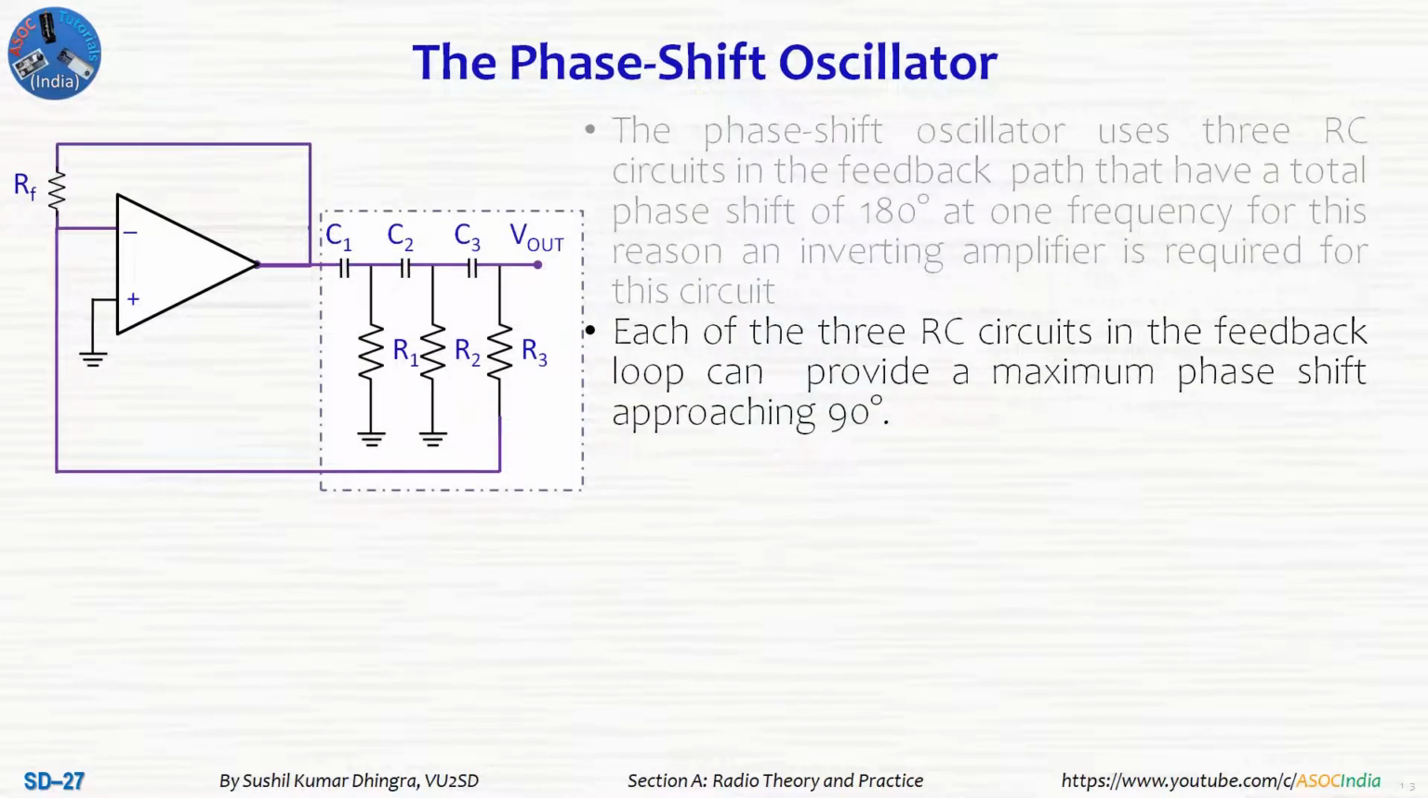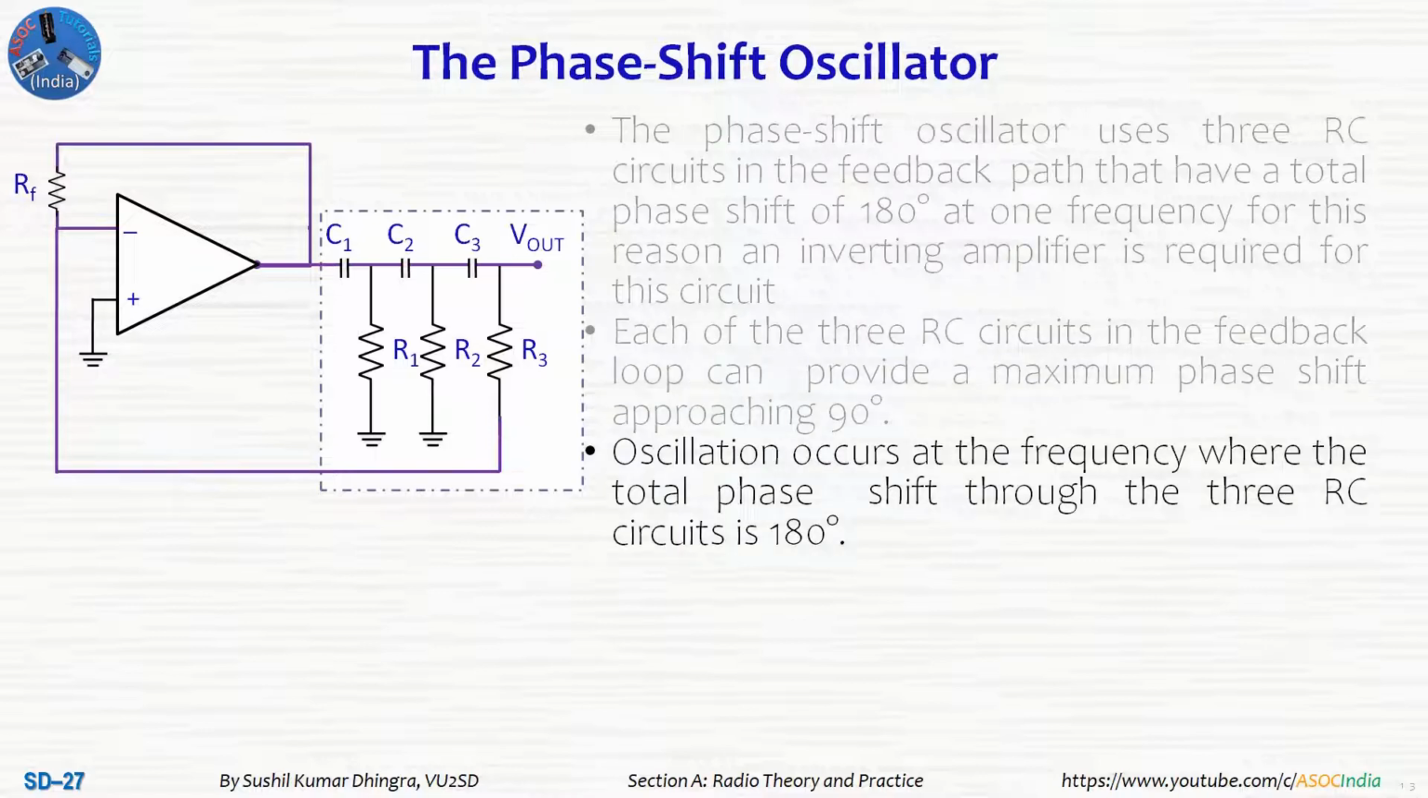Each of the 3 RC circuits in the feedback loop, which you can see in the box shown, can provide a maximum phase shift approaching 90 degrees. This oscillation occurs at the frequency where the total phase shift through the 3 RC circuits R1, C1, R2 and R3, C3 becomes 180 degrees.